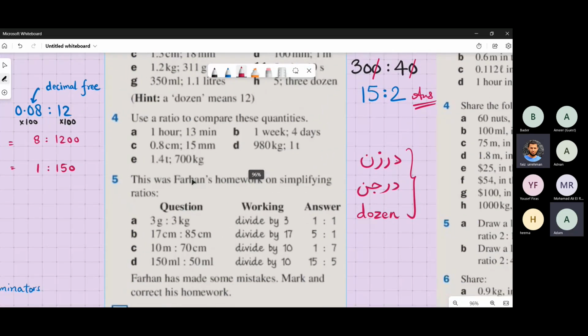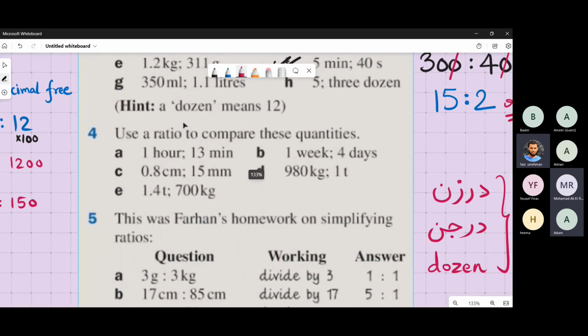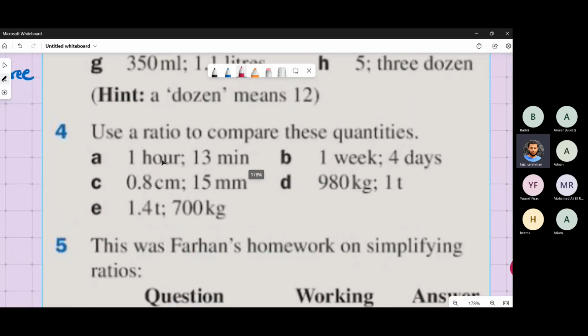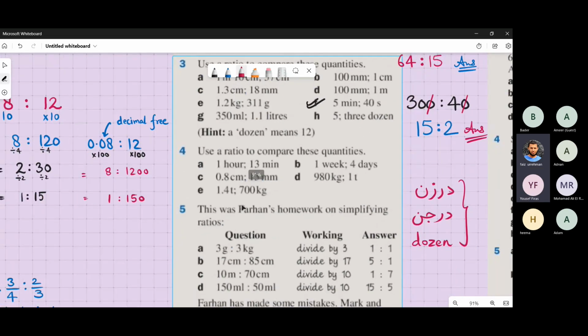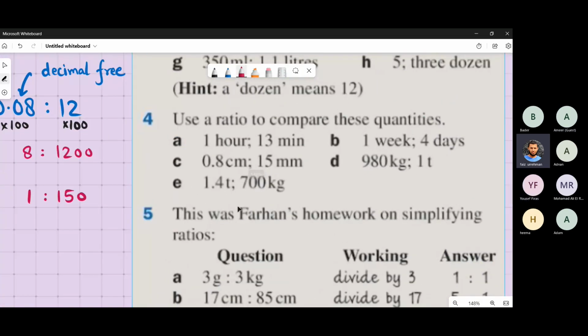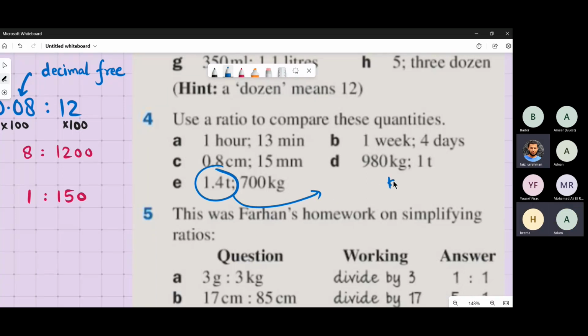Now, it's basically the same thing. I cannot do the same thing again and again. 1 hour and then 60 minutes. Then 1.4 ton. Just convert it to kilogram and I'm done. In kilogram, how much is 1.4 ton? 1,400. Very good. 1,400 kg.